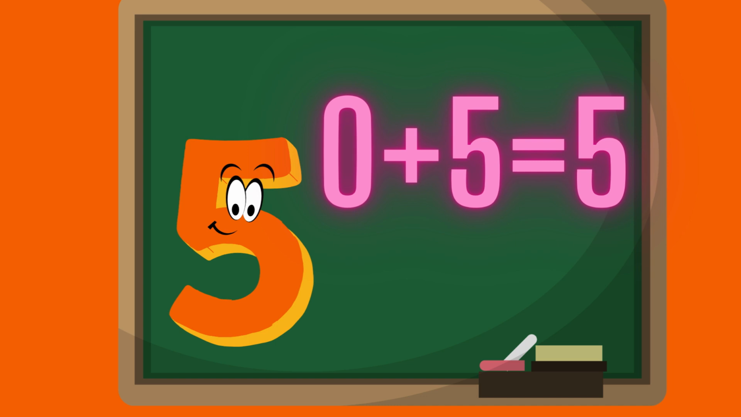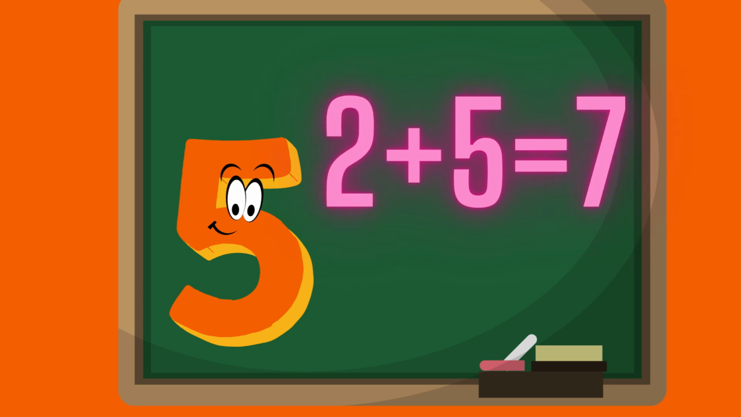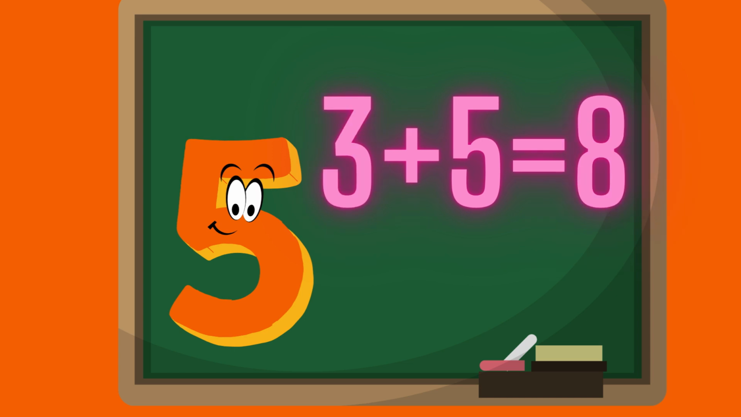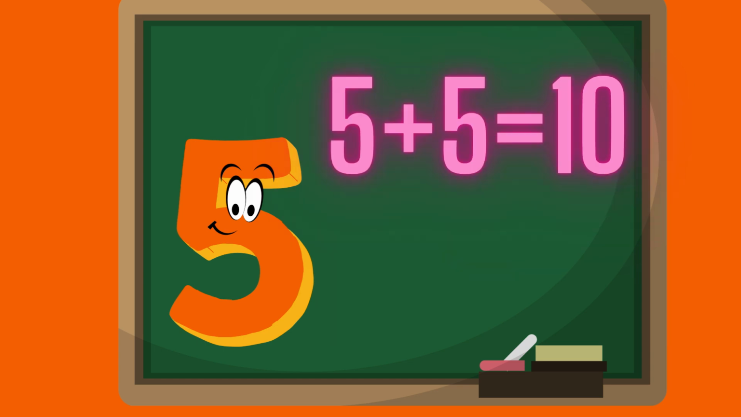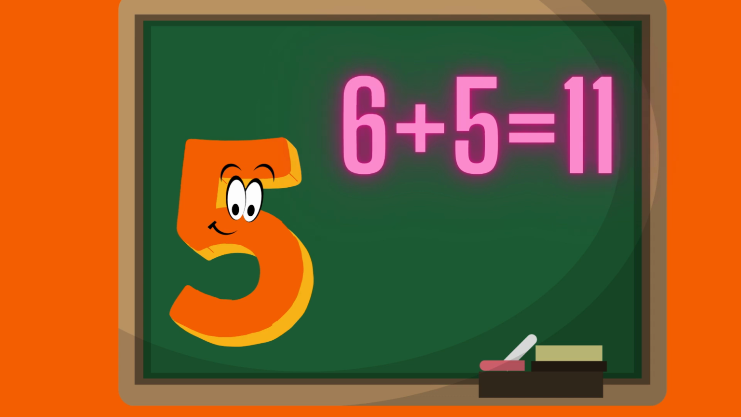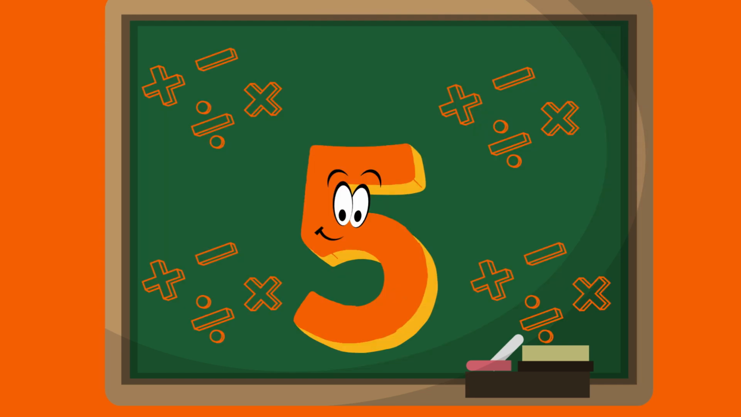0 plus 5 equals 5. 1 plus 5 equals 6. 2 plus 5 equals 7. 3 plus 5 equals 8. 4 plus 5 equals 9. 5 plus 5 equals 10. 6 plus 5 equals 11. 7 plus 5 equals 12. Awesome job, MegaMathKids! Now you know how to add by the number 5.